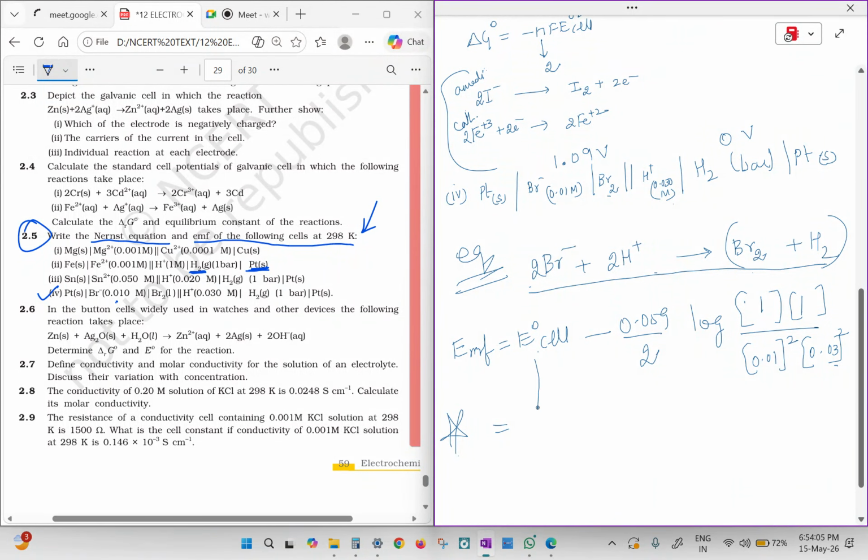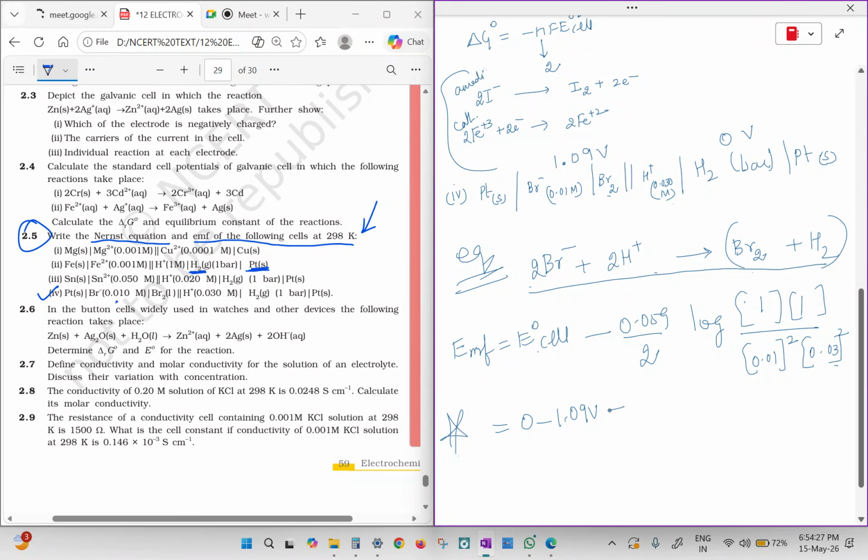What will you write for E naught of cell? Isn't it E naught of cathode minus E naught of anode? E naught of cathode minus E naught of anode. So which is 0 minus 1.09 volts. Is it okay?